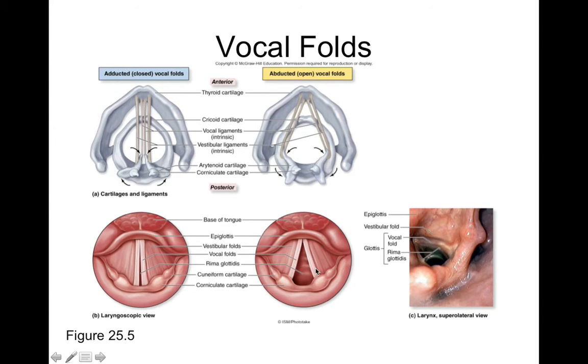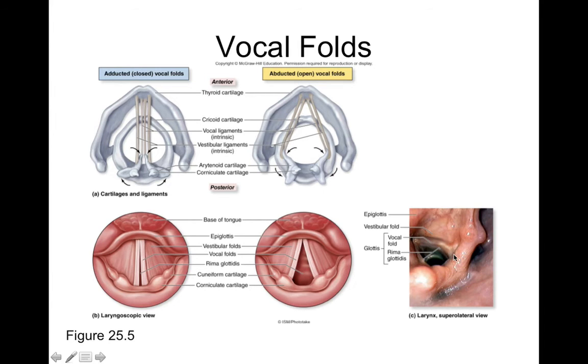Now, while you're inhaling, this needs to be open. And so the space between the two vocal cords here is called the rima glottis. The rima glottis is just the opening between the two vocal cords. And that has to be open in order for air to pass through. And so this is actually showing what a laryngoscopic view of the larynx would look like on the inside.